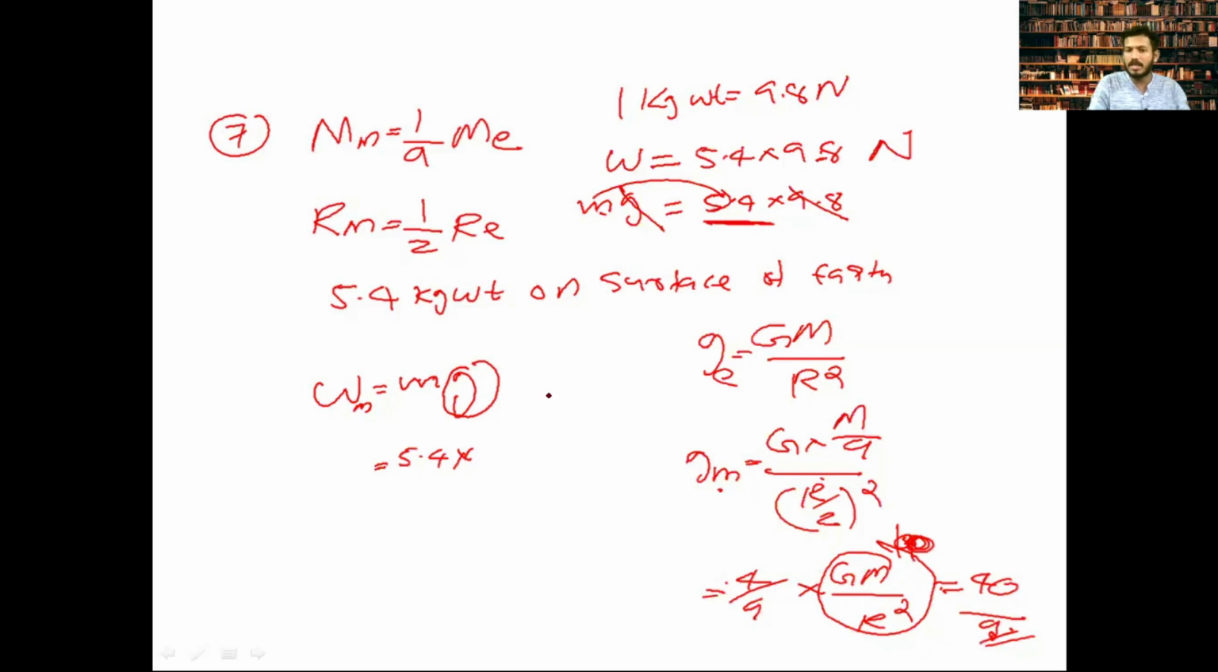the surface of Mars. That is substituted here, 40 divided by 9. Calculate this much. This 0 is 10. 10 into 5.4, that is 54 into 4 by 9. While calculating, we get 2.4. That is the answer. 2.4 is all.